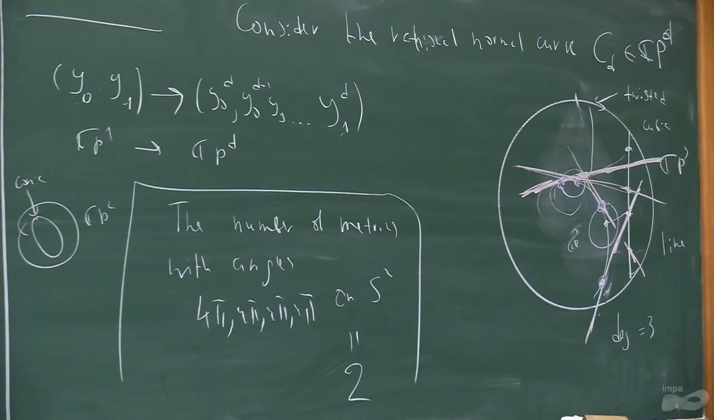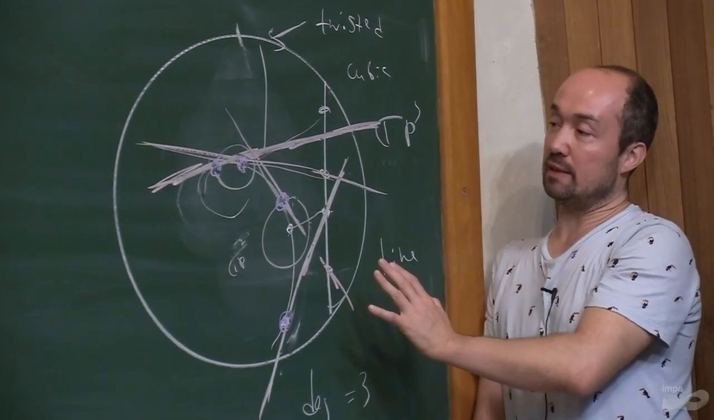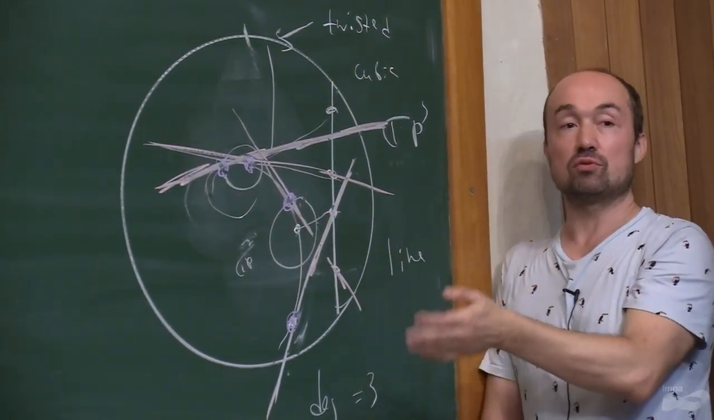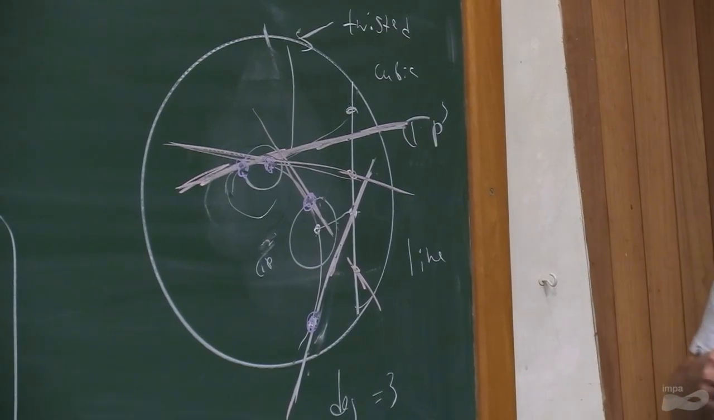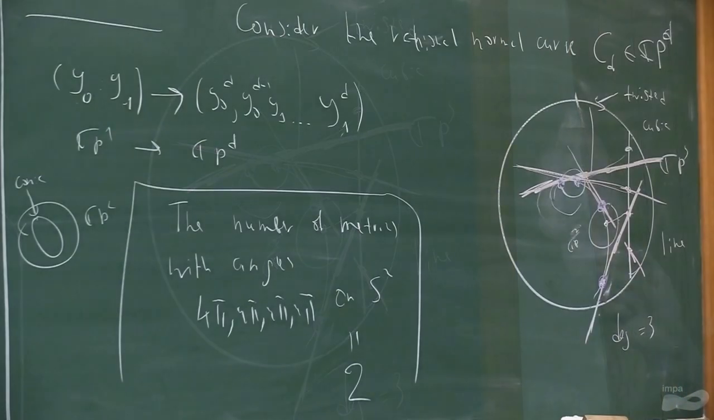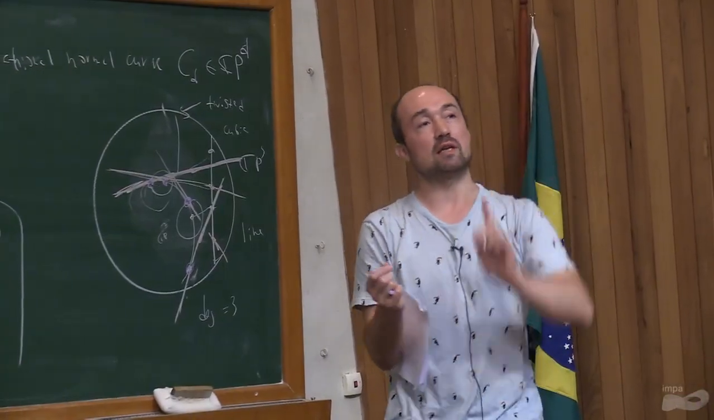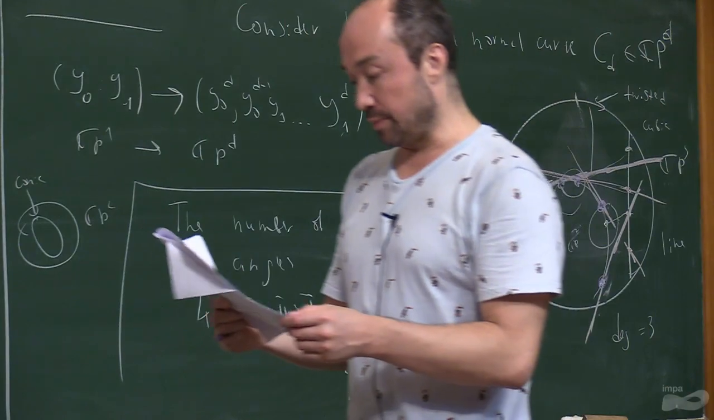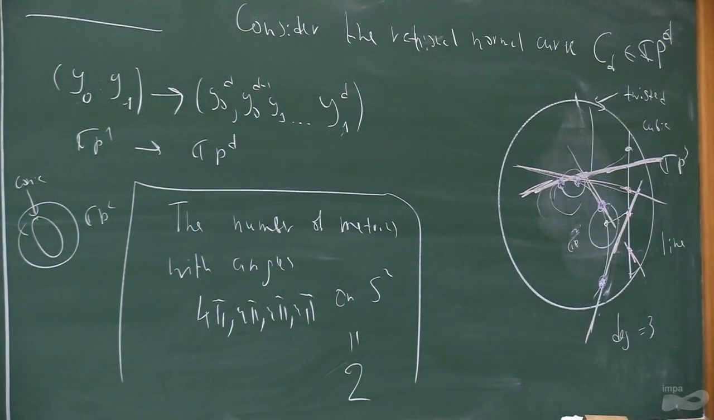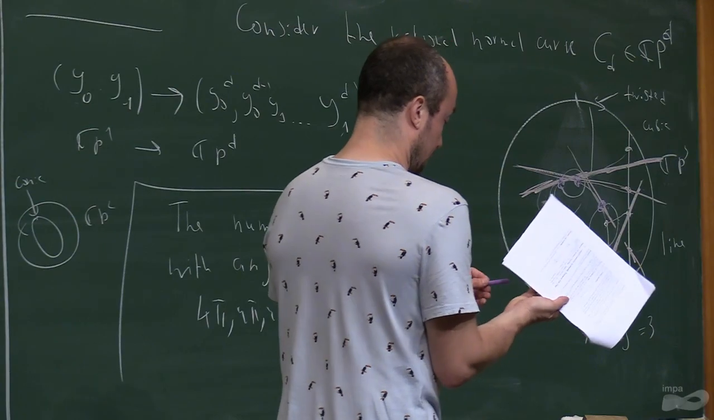Okay, so here I explained to you just the case of four conical points, but this thing has a kind of generalization to any number, and then in the end, the question you will need to answer will be like this. You take some collection of planes of certain dimensions in CP^d, and you ask how many lines are there that intersect all of them. And this gives you the number of metrics with given conical angles.